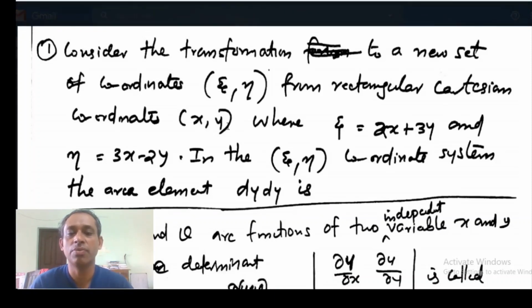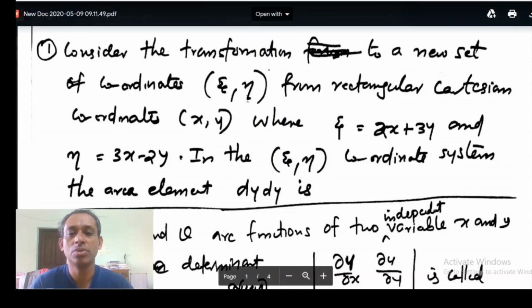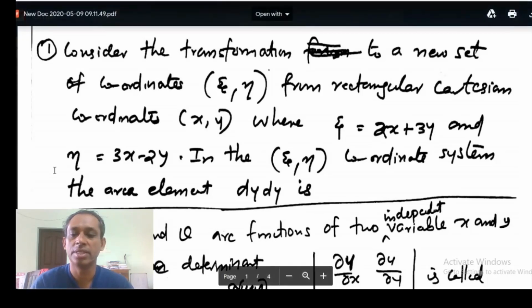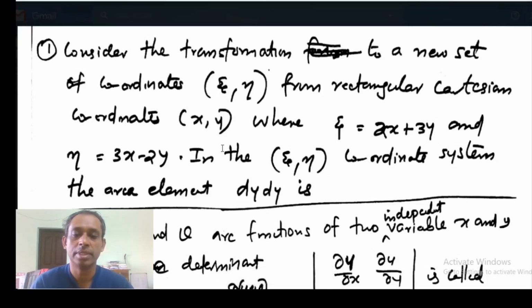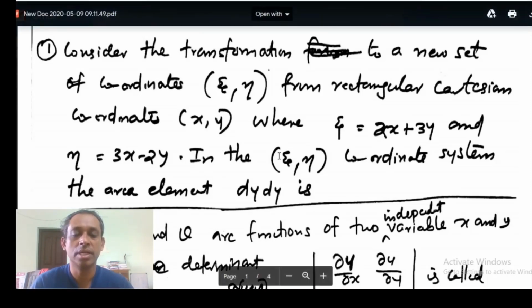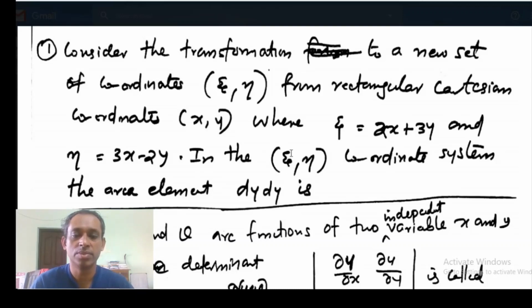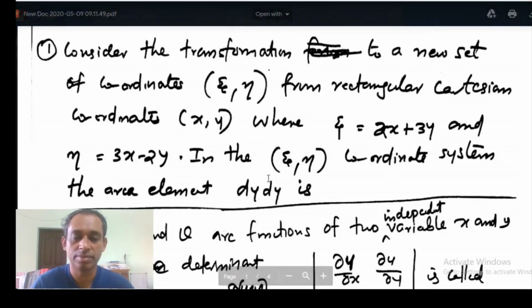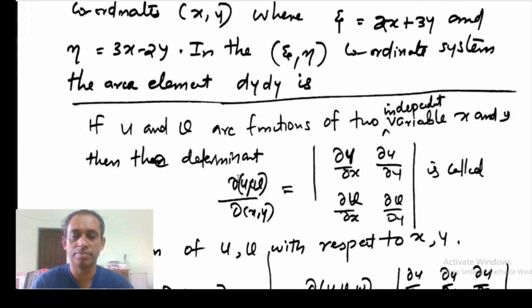From x and y we are transforming into theta and eta, where theta is given by 2x plus 3y and eta is 3x minus 2y. So here what we have to find is the area element in the new coordinate system theta, eta. The area element dx dy has to be found out in the new coordinate system.